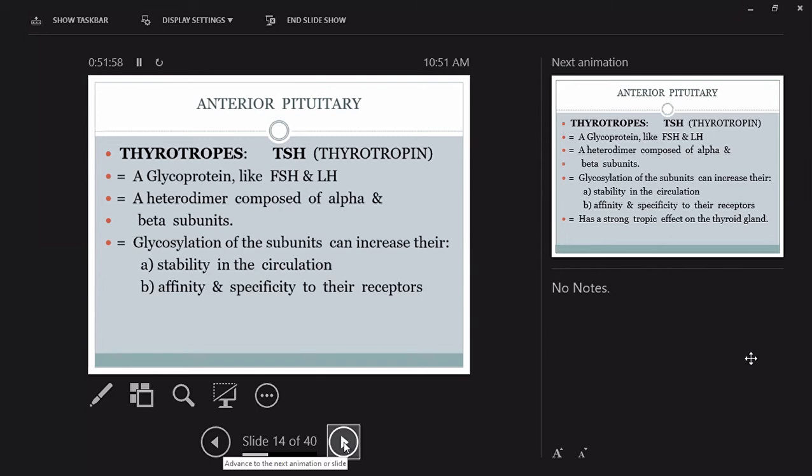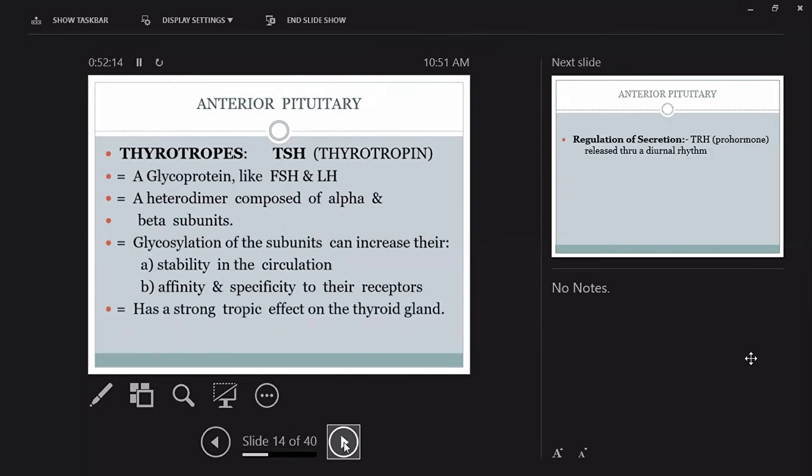Your TSH, thyroid stimulating hormone, stimulates the thyroid to produce your T3 and T4, your thyroid hormones. It has a strong tropic effect on the thyroid gland.